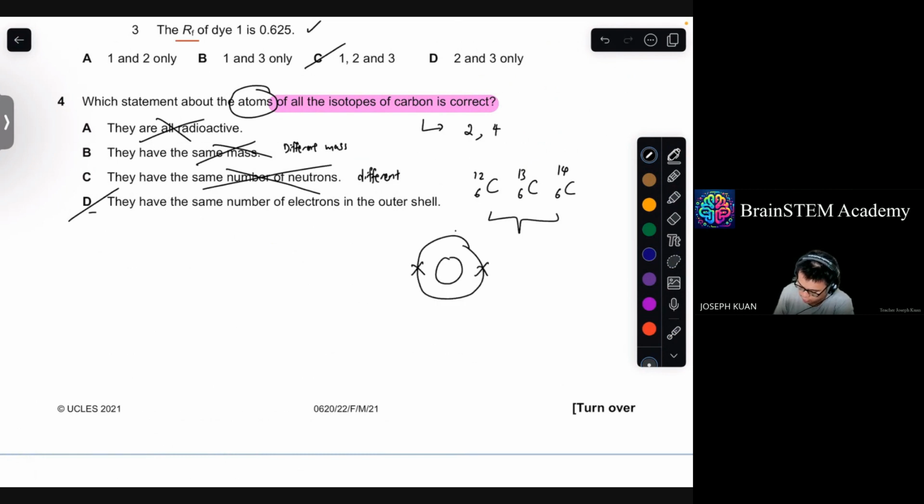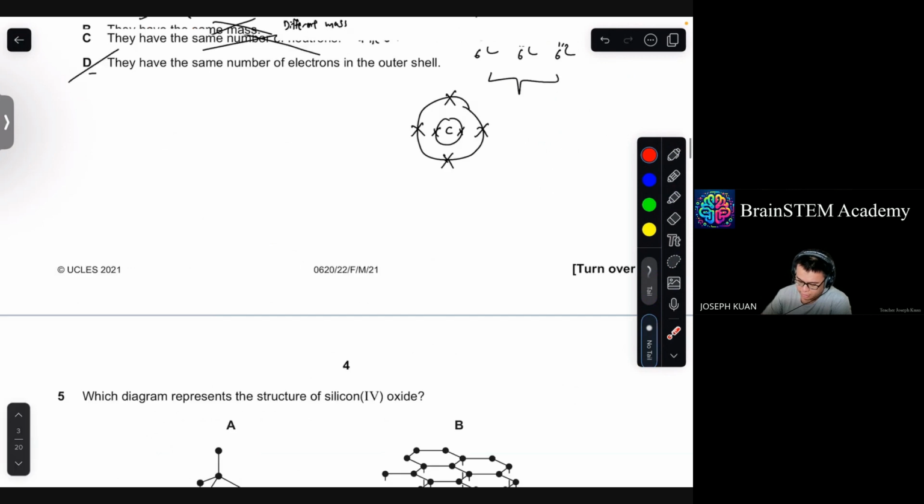1, 2, 3, 4, in the outer shell. You can actually draw the inner shell as well, but it's not our concern. So remember, for isotopes, the electrons in the outer shell will remain the same. Moving on to the next question.